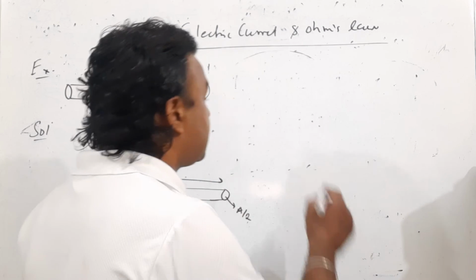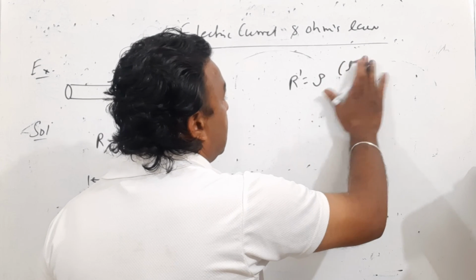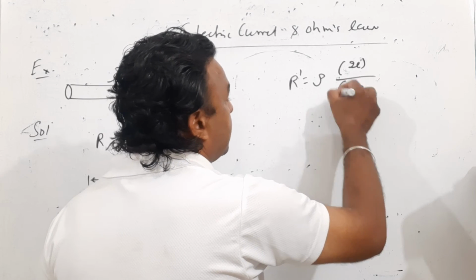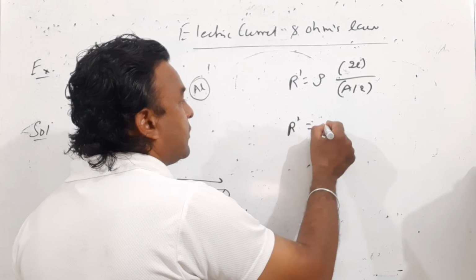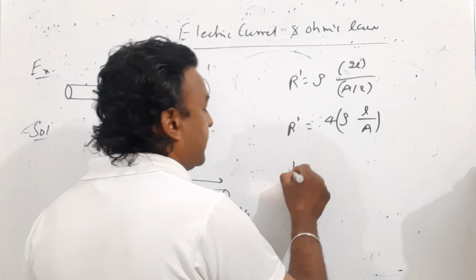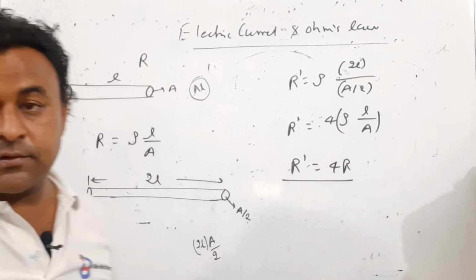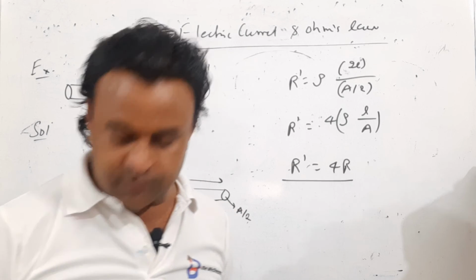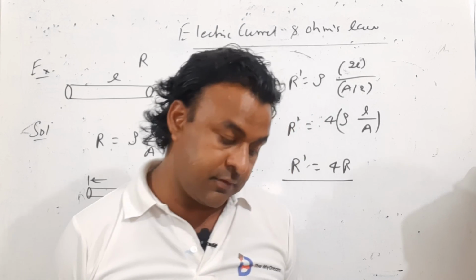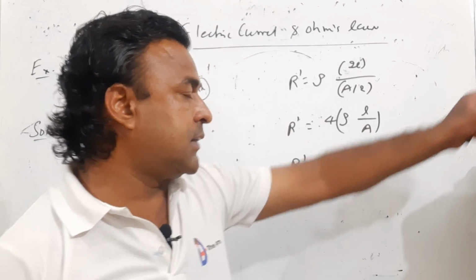Now what will be the new resistance? R dash is rho times L, which is 2L, and the area is A by 2. So R dash equals 4 rho L upon A. So R dash becomes 4 times the previous resistance. It's a very common question, which has appeared in multiple exams. Let me discuss another question.